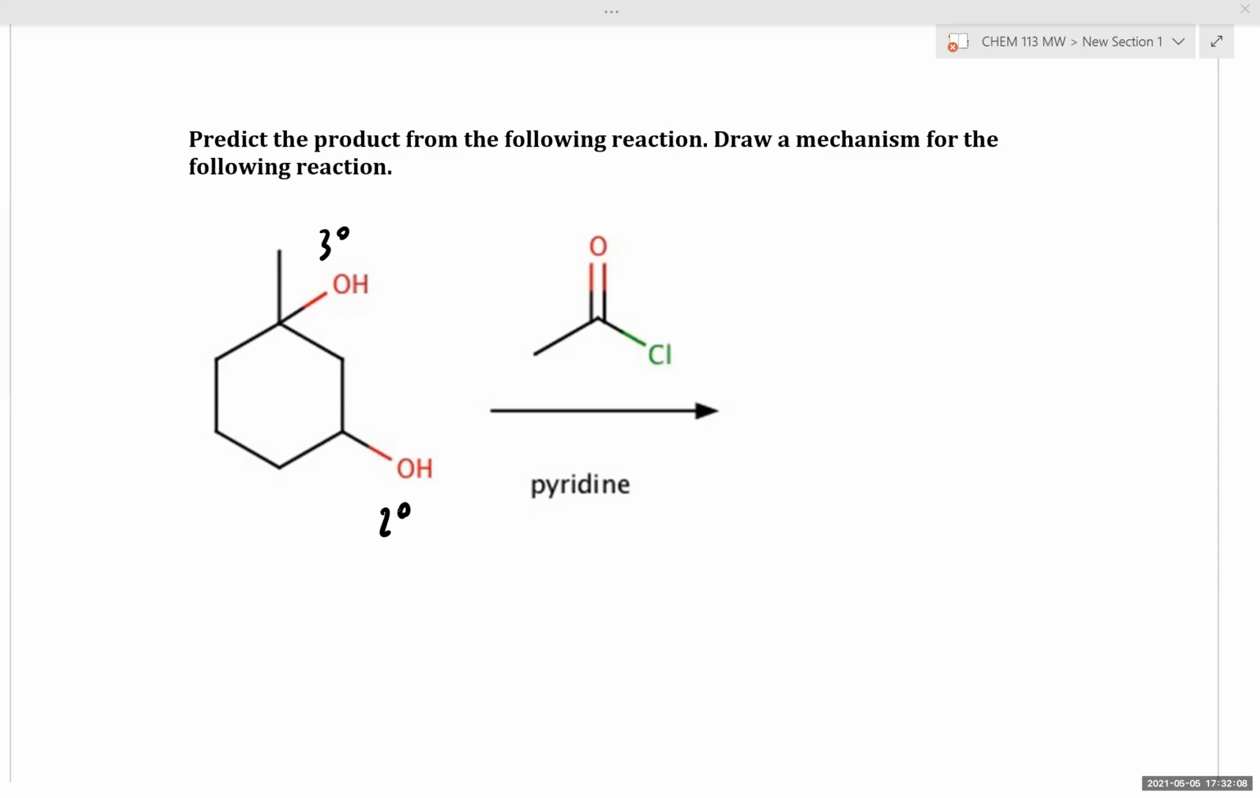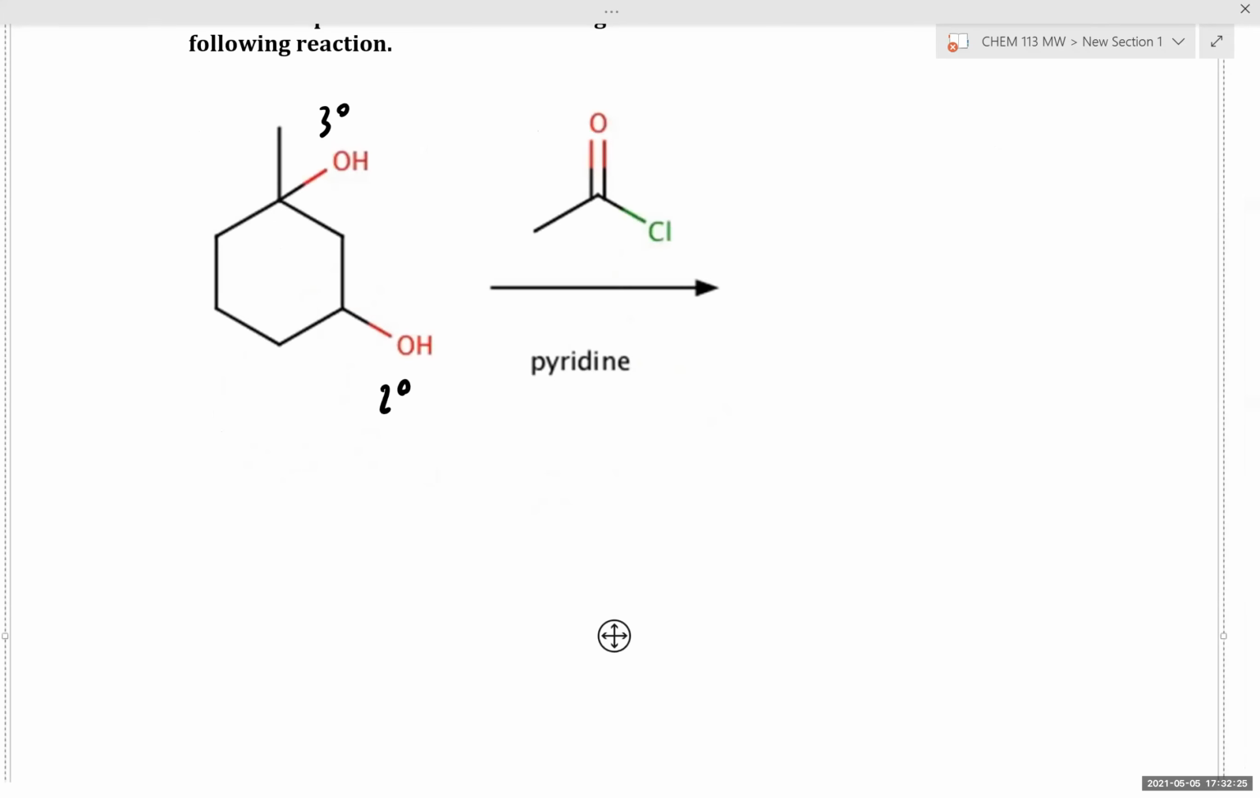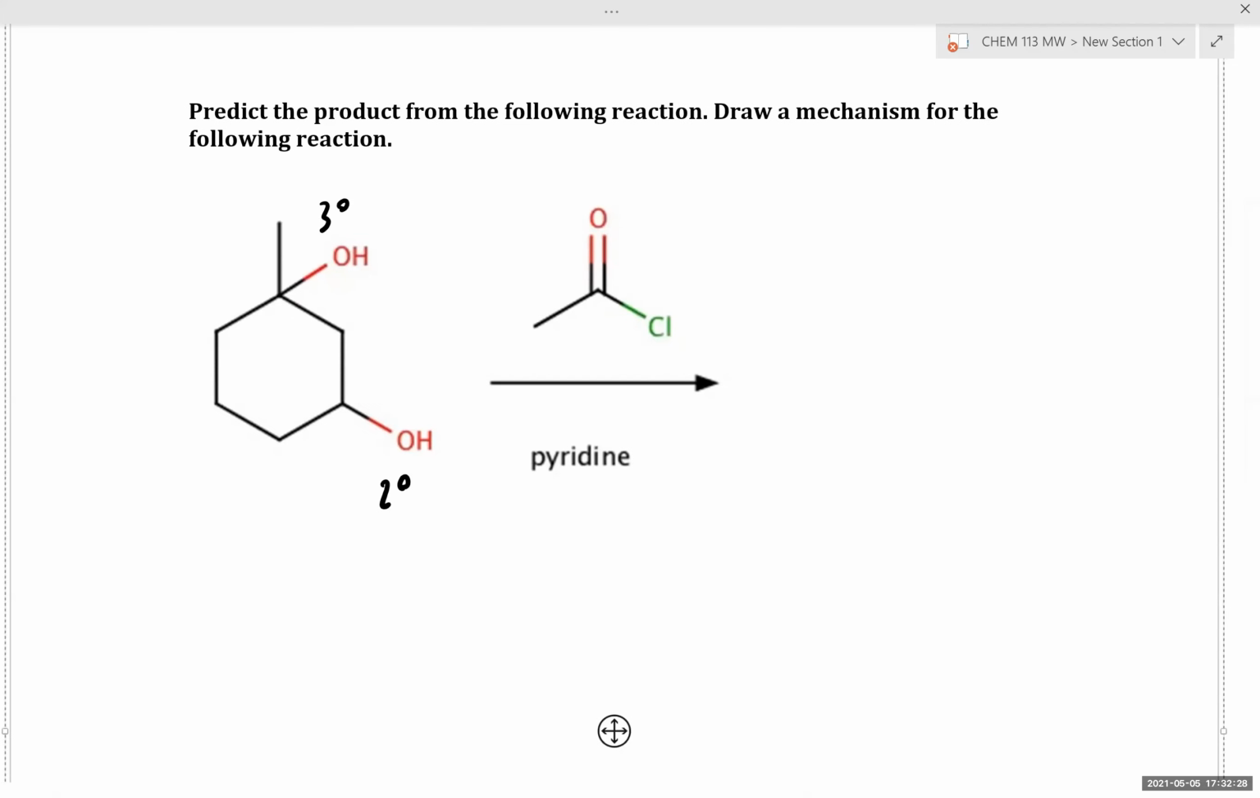Okay, so with that established, let's take a look at the following example and refresh our understanding of the mechanism for alcoholysis and ester formation from an alcohol and an acyl chloride. So we have our alcohol, we have our acyl chloride, which in this case is acetyl chloride, and we have pyridine, which is an organic non-nucleophilic base. And what I'd like us to do, just to refresh what we've talked about last class session, is to try to predict the product from this reaction.